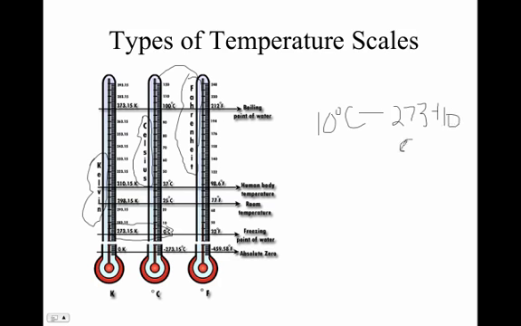So 283 Kelvin. How about 40 degrees Celsius? What would that be in Kelvin? Well, add 40 to 273, and that would be 313 Kelvin. K for Kelvin.